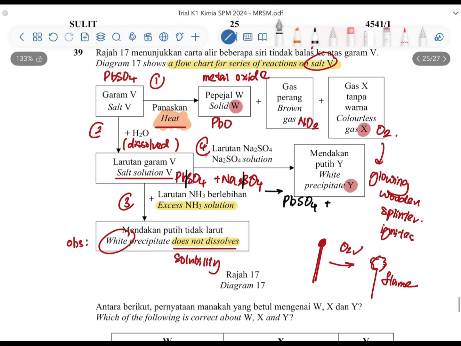Lead sulfate with the sodium sulfate, Na2SO4. Okay, so actually this lead sulfate, basically they will have no reaction. Okay, they will have no reaction because they have the same anion, right?